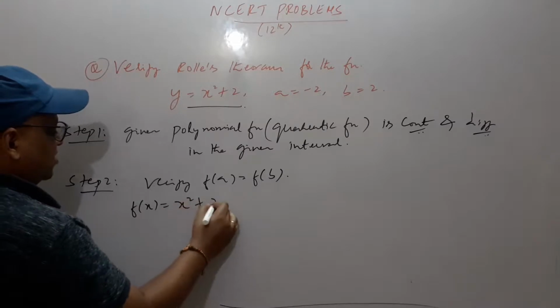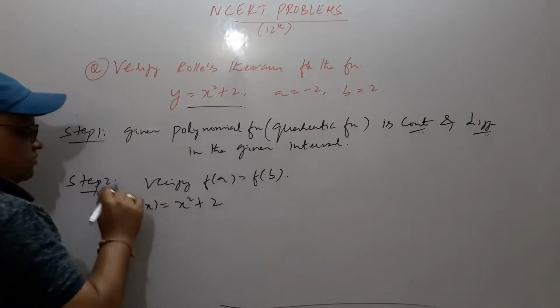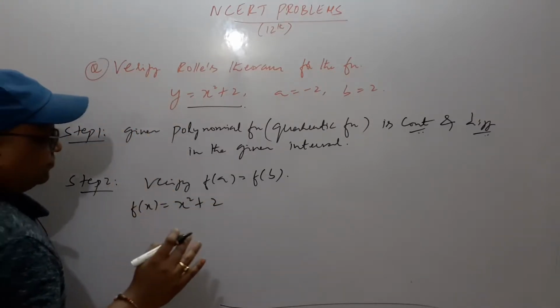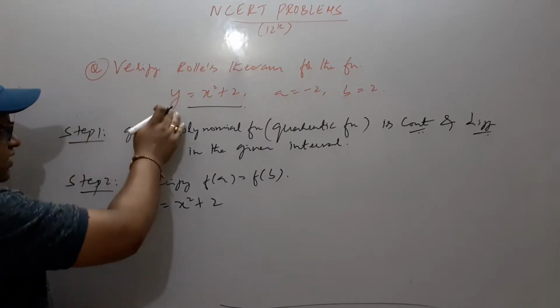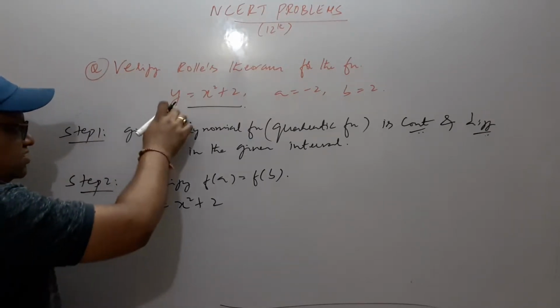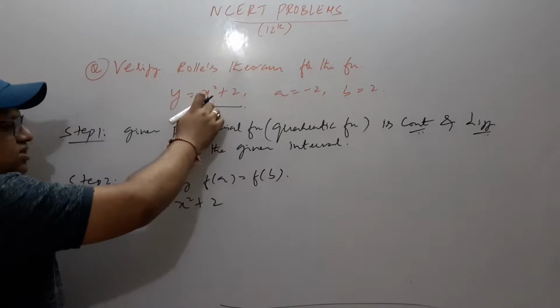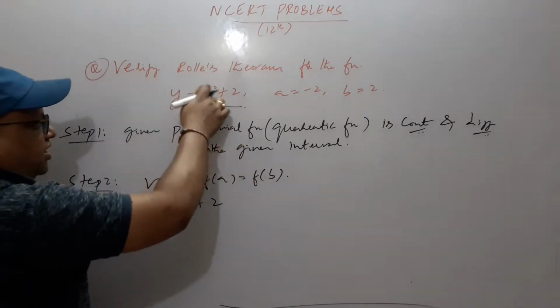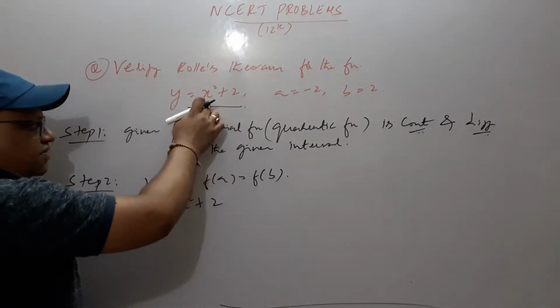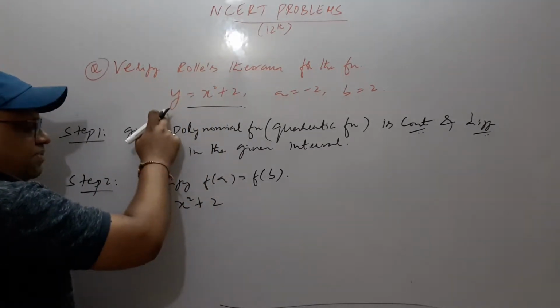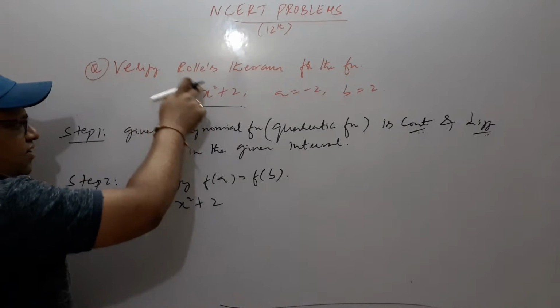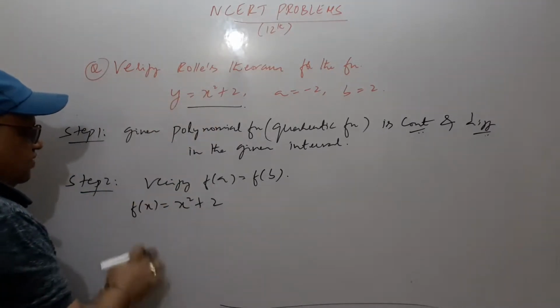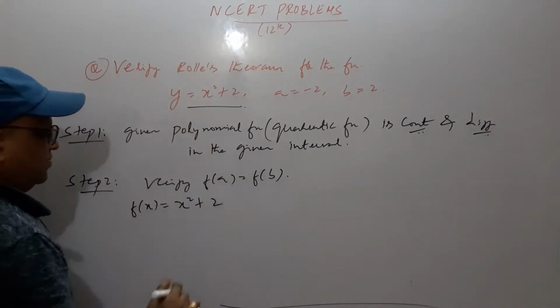f of x is equal to x square plus 2. See, f of x and y both are the same, there is no difference. f of x is the output, y is also the output. y is the vertical value, x is the horizontal value. We also say x is the independent variable, y is the dependent variable, which is depending on x. So f of x and y are the same.